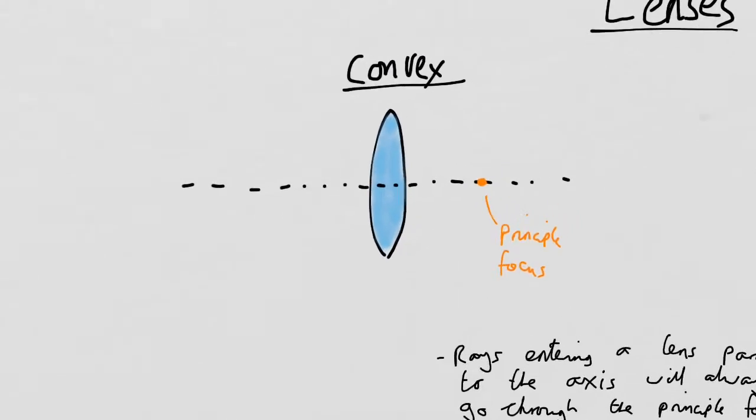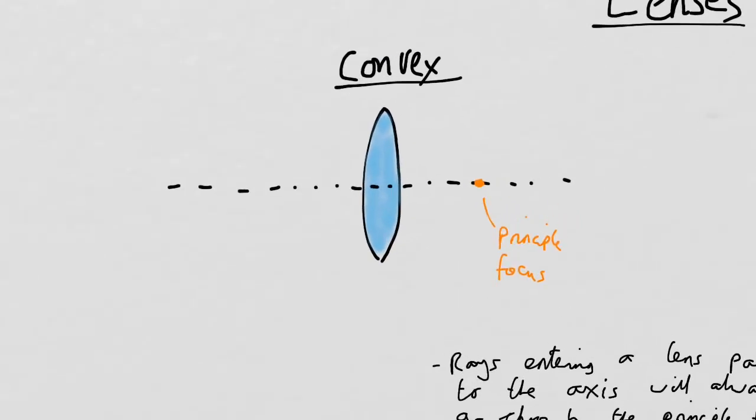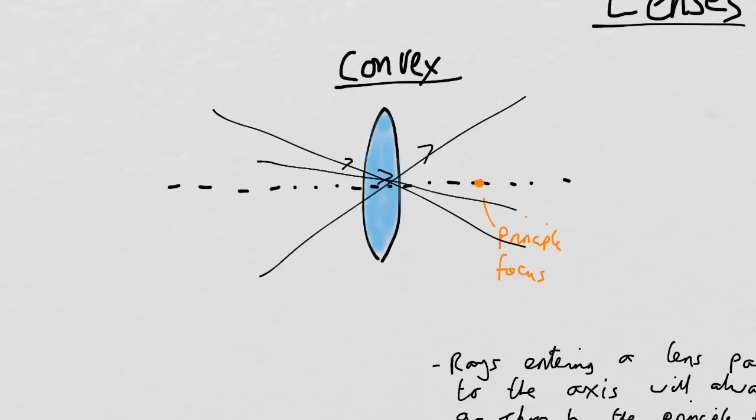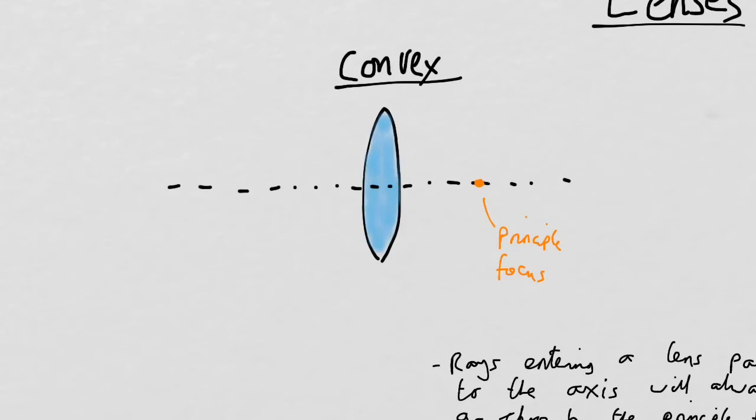So let's have a look at the second rule then. The second rule is that any rays that go through the middle point of the lens, right in the middle there, will always continue going without being refracted. Okay, so it'll just keep going straight through like that. Any rays that go through the middle will do that.